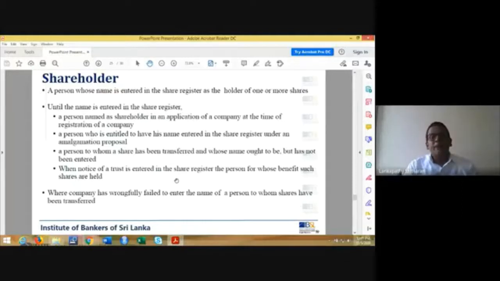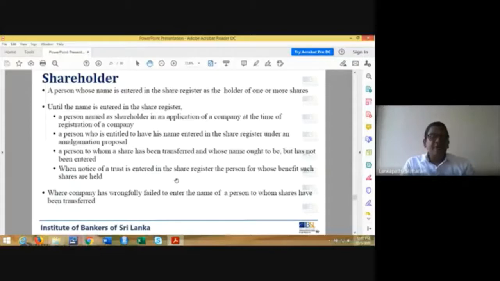So generally, a person whose name is entered in the shareholders register is entitled to be called a shareholder, but there are some exemptions. The first exemption is until the first incorporation register of the company and amalgamation, and when the trust is entered in the share register as a person for whose benefit such shares are held. So these are some exceptional cases.